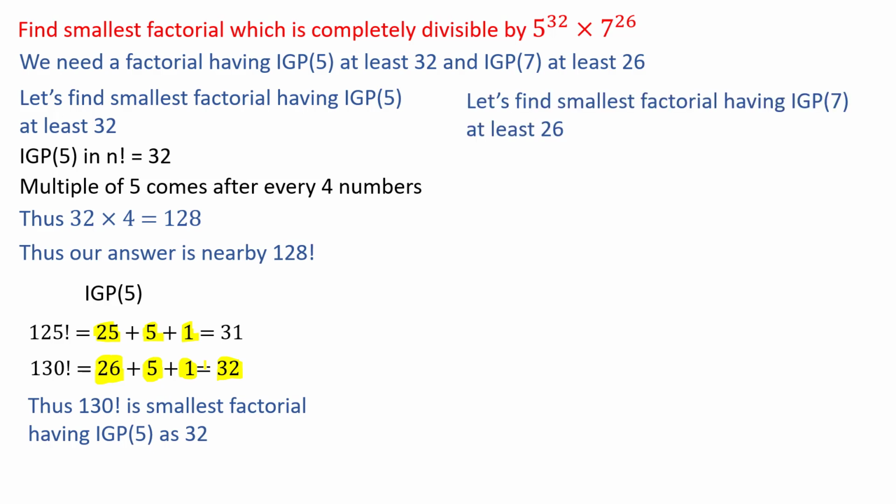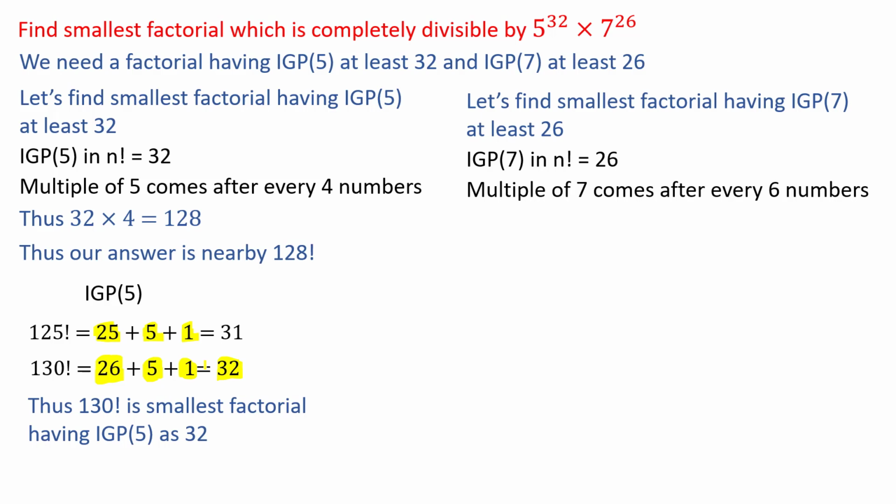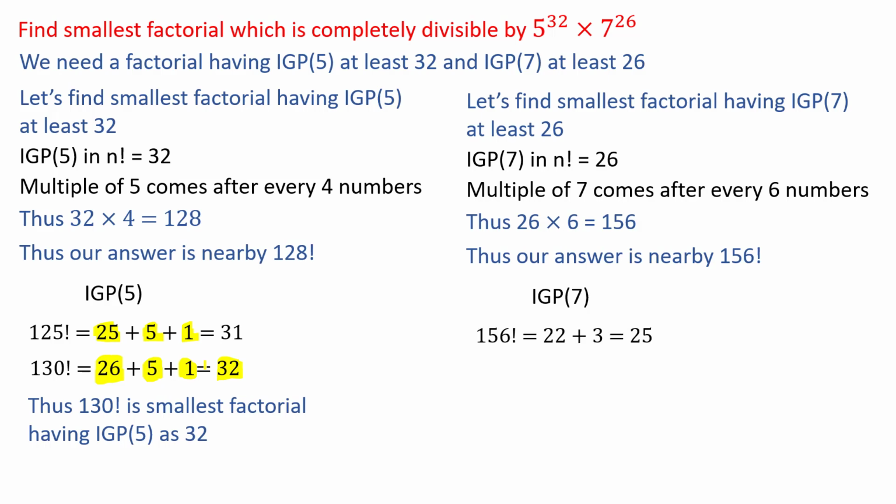Now let's find the smallest factorial having IGP of 7 as 26. So we want IGP of 7 as 26. A multiple of 7 comes after every 7 numbers, so that is why we need to multiply 26 by 6. So 26 into 6 is how much? 156. So our answer is going to be nearby 156 factorial.